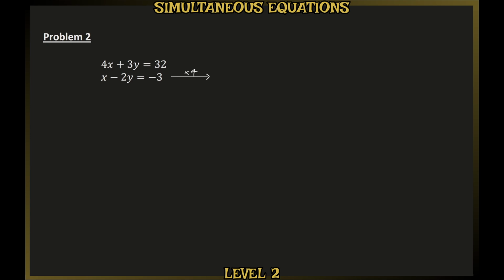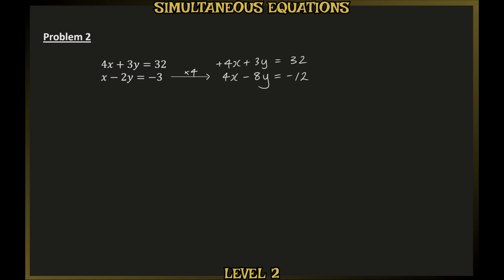But we need to make sure we multiply everything in this equation by 4. So starting with the x times 4 is 4x, minus 2y times 4 gives us minus 8y, and minus 3 times 4 gives us minus 12. And we can keep the top equation exactly as it started.